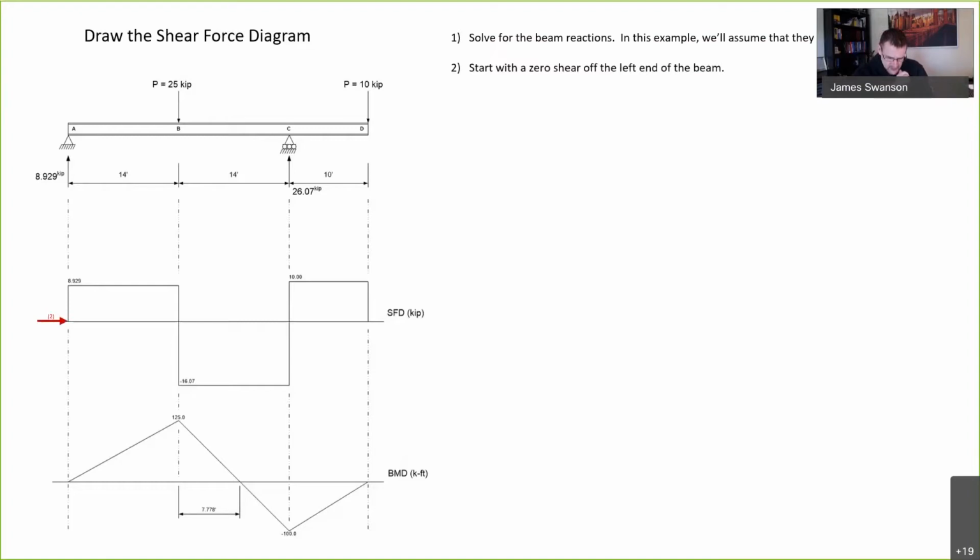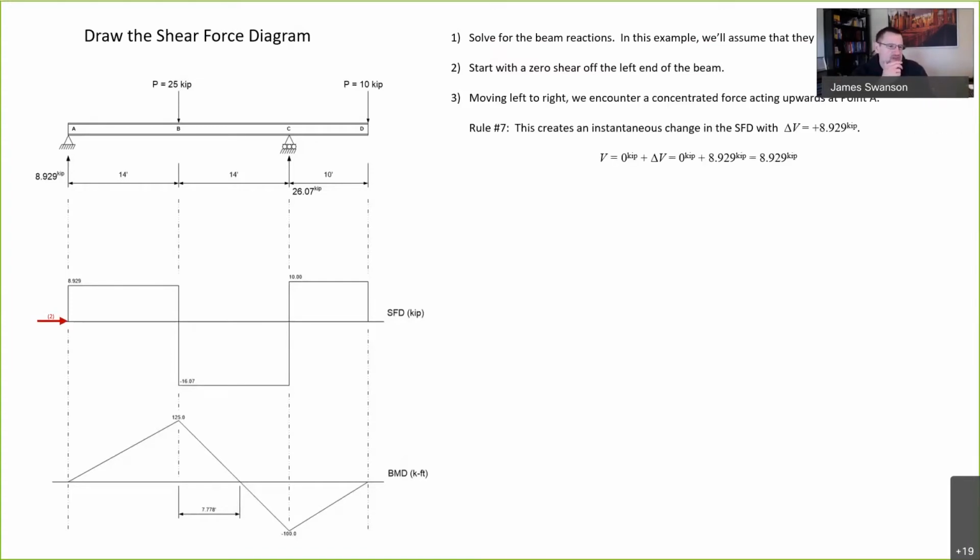Okay, so when we move to the right from just off the left end of the beam, the first thing we encounter is a concentrated load. Rule number 7 says that when we have a concentrated load acting on the beam, it causes an instantaneous change in shear, equal to the magnitude of the load. That load points upwards, so the shear just to the right of that point is equal to the shear just to the left of that point, plus the change in shear. So just to the right of that point, we end up with a shear force of 8.929 kips.